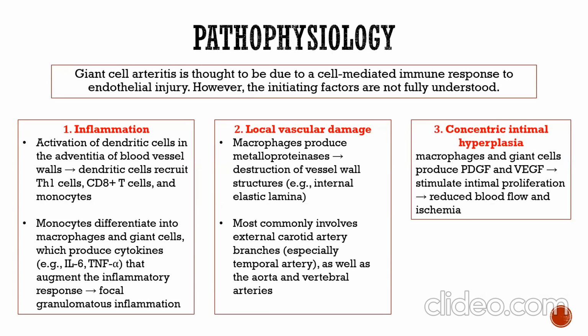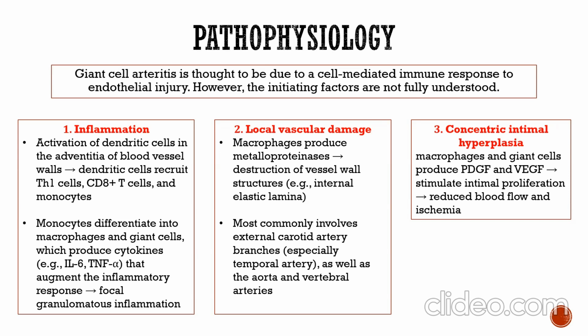Pathophysiology of the disease. Giant cell arteritis is thought to be due to a cell-mediated immune response to endothelial injury. However, the initiating factors are not fully understood. The first stage is inflammation. Activation of dendritic cells in the adventitia of blood vessel walls leads to dendritic cells recruiting T helper 1 cells, CD8 T cells, and monocytes. Monocytes differentiate into macrophages and giant cells, which produce cytokines, for example, interleukin 6 and tumor necrosis factor alpha, that augment the inflammatory response, causing focal granulomatous inflammation.